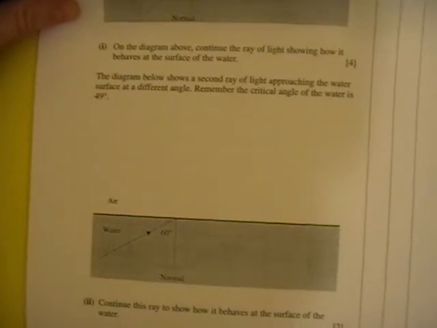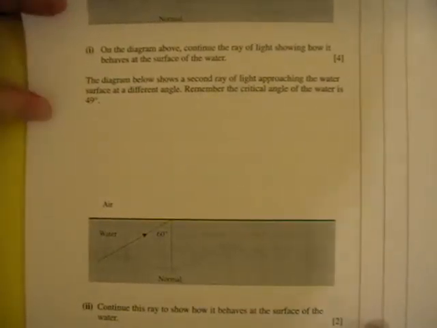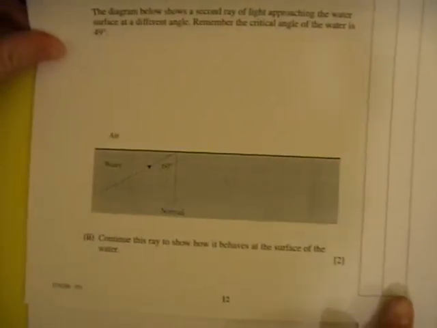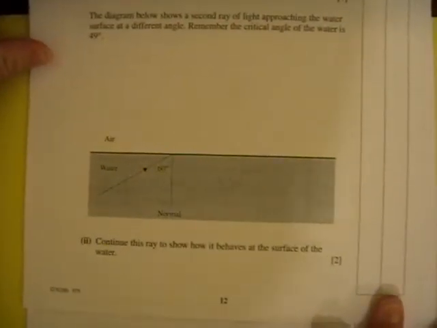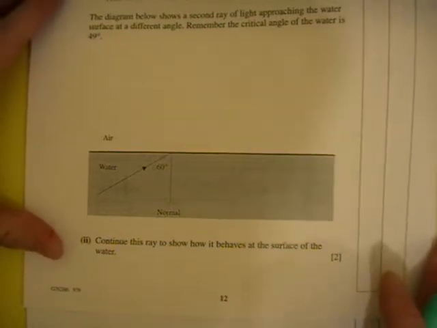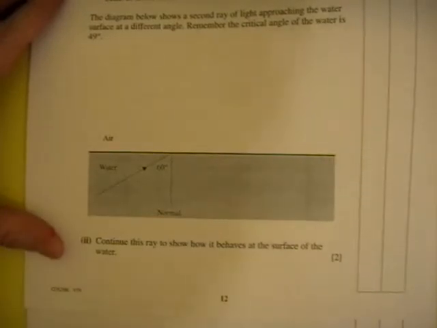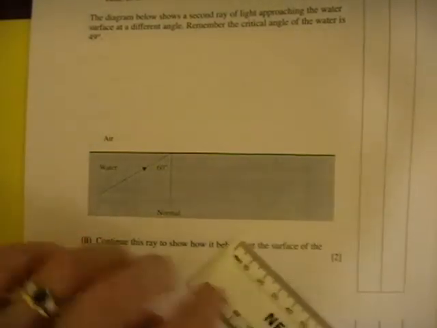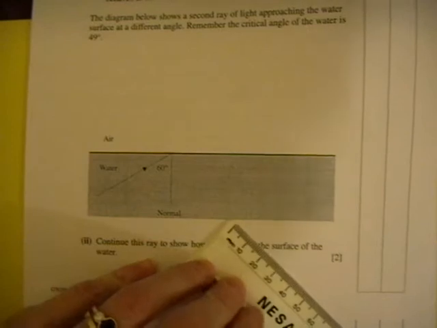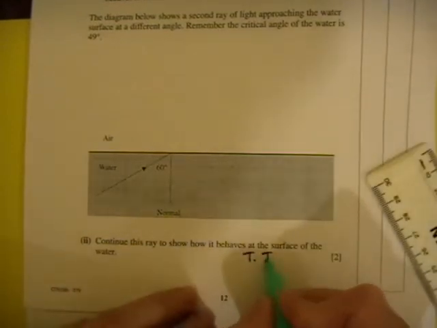The diagram below shows a second ray of light approaching the water surface at a different angle. Remember, the critical angle of water is 49 degrees. Continue this ray to show how it behaves at the surface of the water. Now, it doesn't tell you that it goes out into the air, and you can see the angle is 60 degrees, so 49 degrees is the critical angle. So therefore that means that it is past, or it is beyond the critical angle. So that means it's totally internally reflected, TIR.